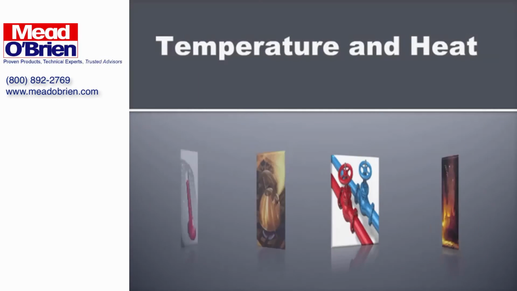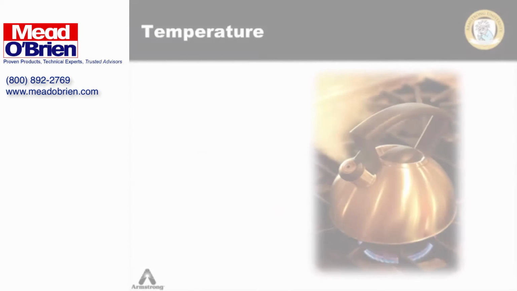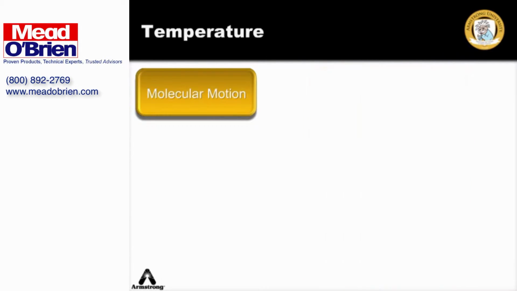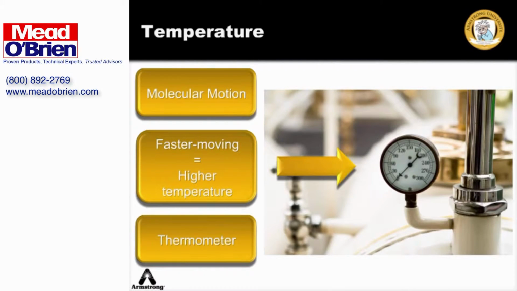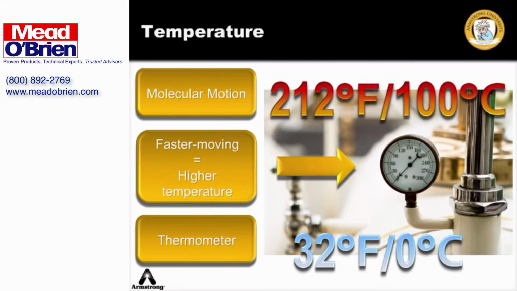Discussion of temperature and heat is essential to an explanation of how water becomes steam. Temperature is a measurement of the molecular motion within a substance. Water in a teapot, for example. Faster-moving molecules result in higher temperature. We measure temperature on a thermometer, which sets the freezing point of water at 32 degrees Fahrenheit and the boiling point of water at 212 degrees Fahrenheit at sea level.